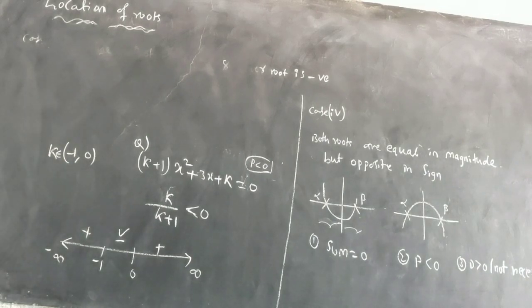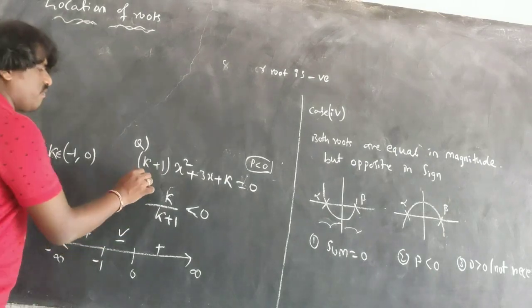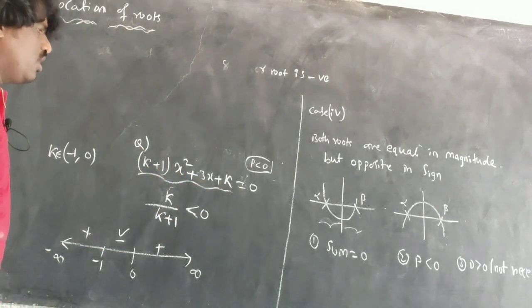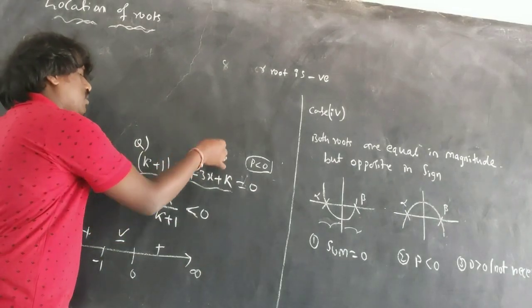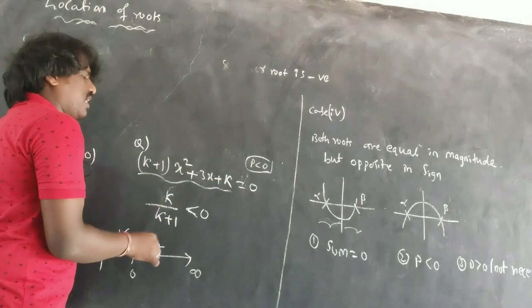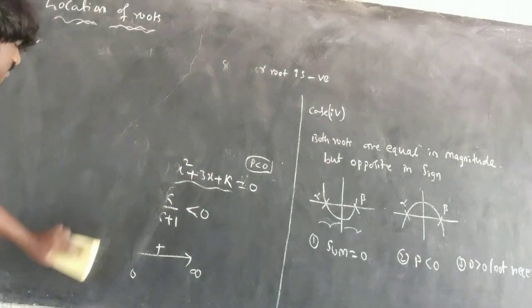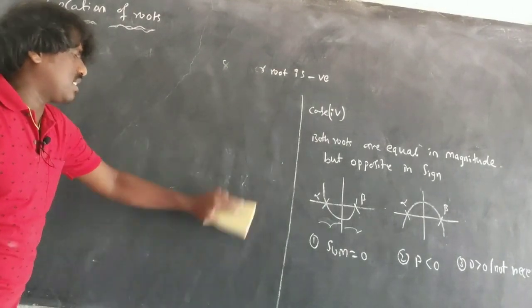So this is the condition to be understood. If the question is given for k plus 1 times x square plus 3x plus k equal to 0, and they say one root is positive, one root is negative, find the value of k, we just use these conditions. Hope you understand how to find the value of k, how to use case number 3, correct?